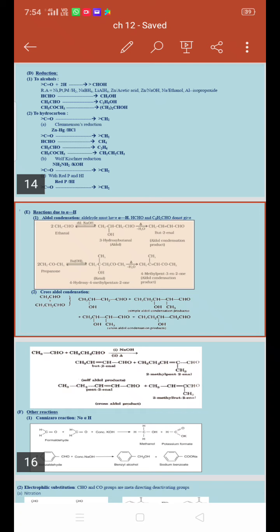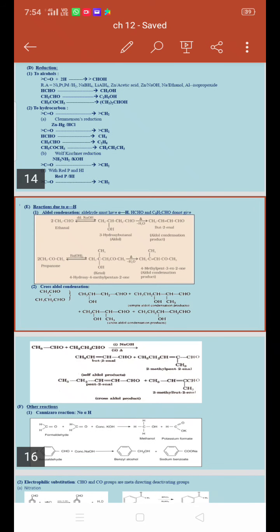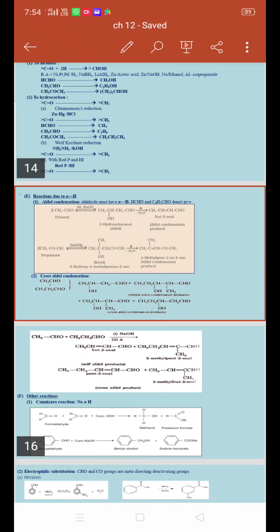Now I am heating this aldol. What happens? There is removal of a water molecule and I get the aldol condensation product, which is nothing but but-2-enal. This is the condensation product. Now the same thing we are going to see for propanone. Exactly the same picture from the textbook. Propanone. What is the other name for propanone?